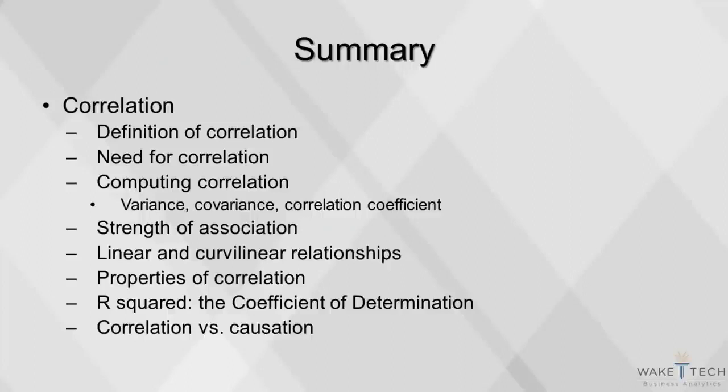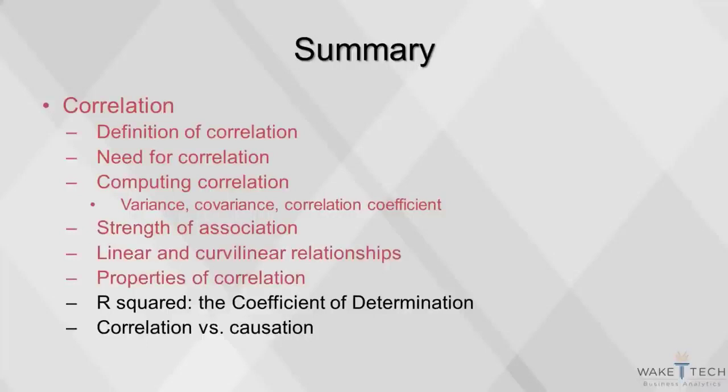This concludes our video on correlation. Today we discussed the definition of correlation, the need for correlation, details on computing correlation, including variance, covariance, and the correlation coefficient, strength of association, linear and curvilinear relationships, properties of correlation, R squared, the coefficient of determination, and correlation versus causation.